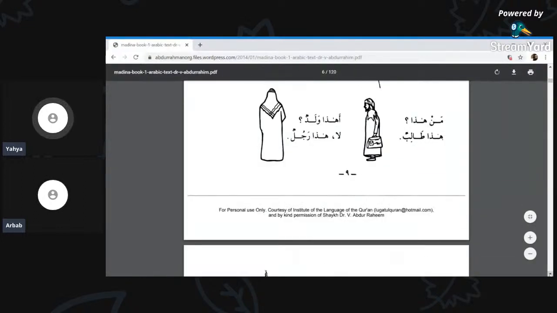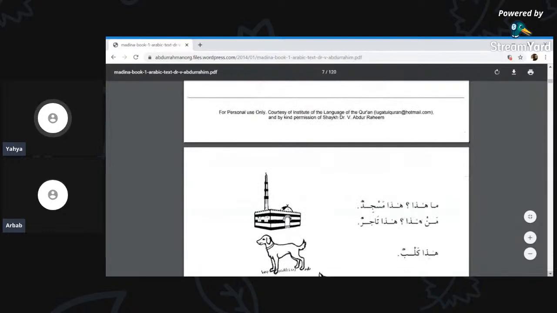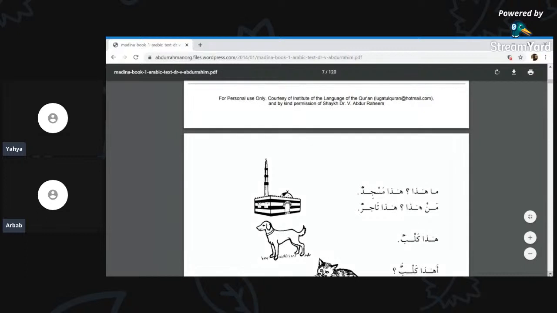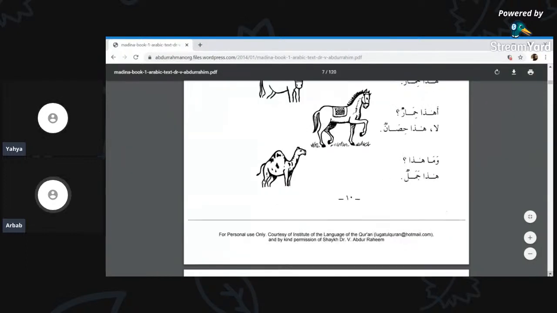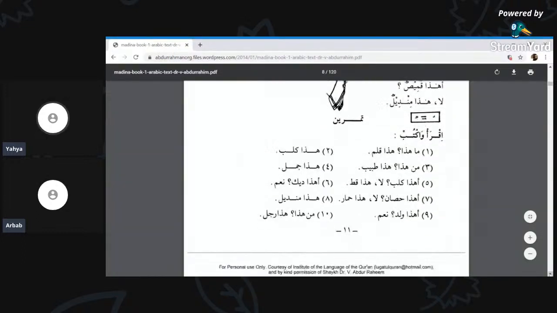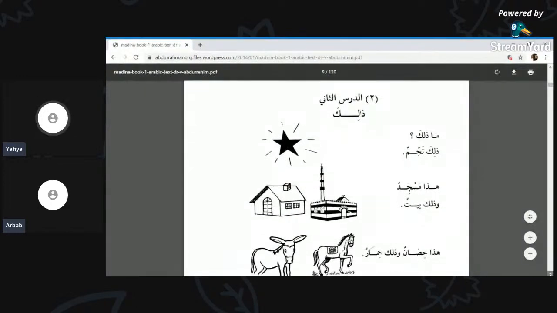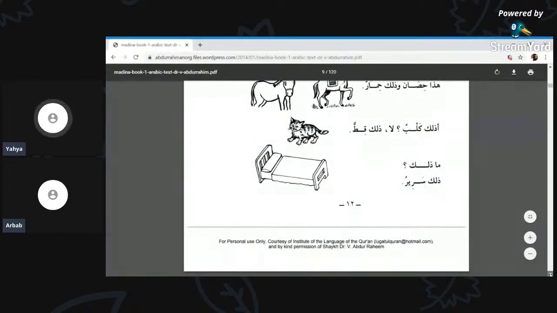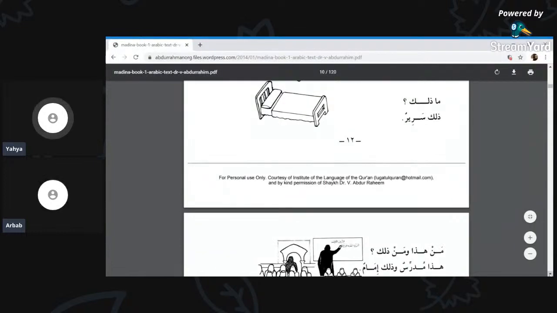We also studied the huruf al-jar, didn't we? We studied the huruf al-jar: min, meaning from, ila, meaning to, ala, meaning on, and what was the other one? There were 4. Fi, there you go. Fi, in. Okay. Lesson 2, dhalika, which we just discussed. Dhalika kitabun, that is the book. If you've got any questions, make sure you ask.